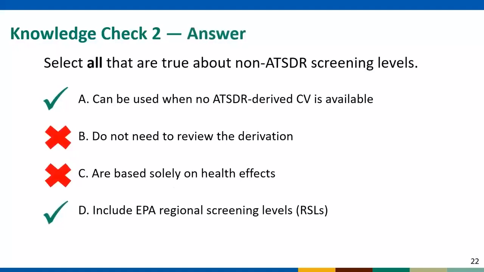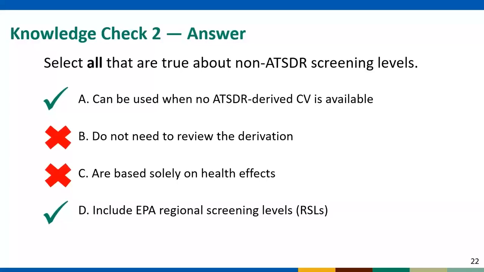Well, those who picked A and D as shown by the green check marks are correct. Good job. Non-ATSDR screening levels can be used when there is no ATSDR-derived CV, as long as it's appropriate. And they do include EPA regional screening levels. As shown with the red X's, answers B and C are incorrect. You do need to review the derivation.